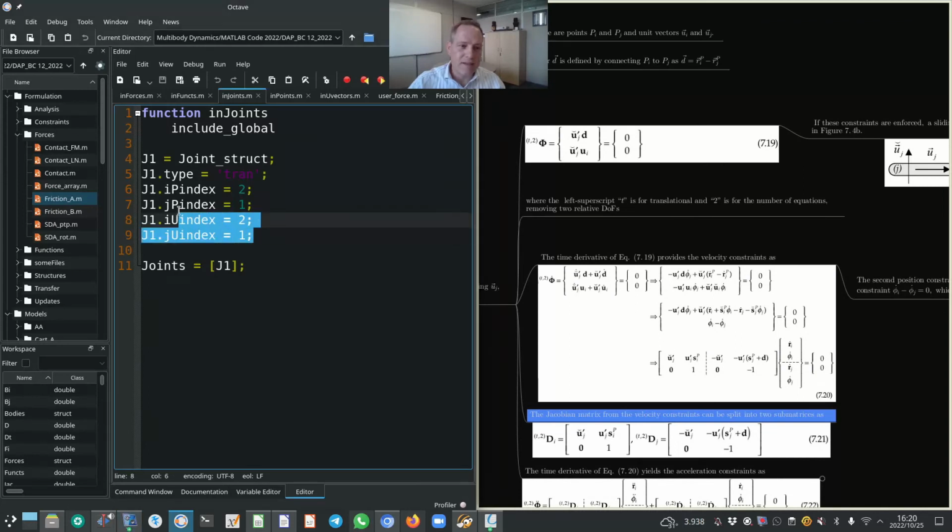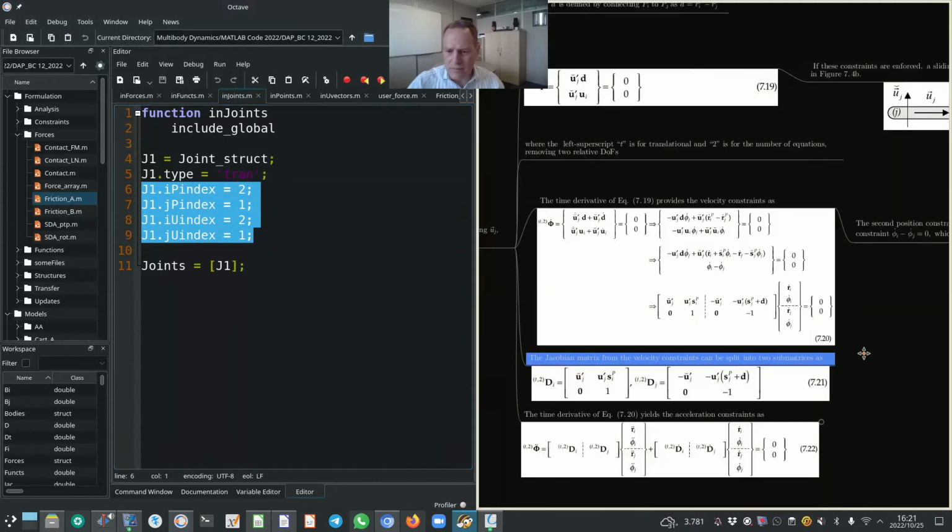Now looking at the parameters that we've specified for this translational joint, it hopefully will make sense why we've defined the 2 points, point P on body I, point P on body J, plus the 2 unit vectors, ui and uj. With these input parameters from equation 721, it's clear that we can populate the Jacobian matrix of this multibody system.